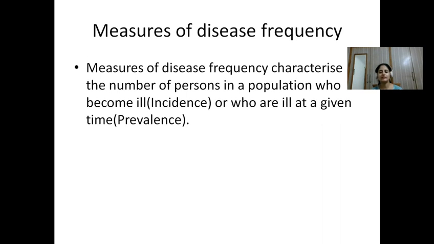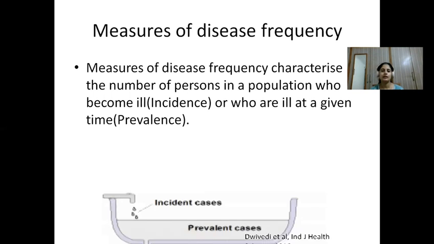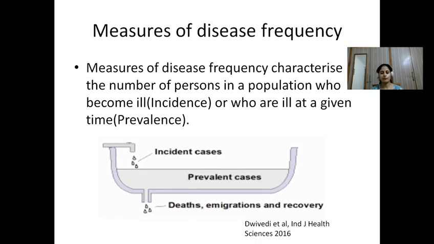So what are the measures of disease frequency? Measures of disease frequency characterize the number of persons in a population who become ill, that is incidence, or who are ill at a given period of time, that is prevalence. So this can be likened to the analogy of a bathtub, also called the epidemiologist's bathtub. The incident cases are represented by the water that is incoming into the tank. The prevalent cases are the water that is standing in the tank. And the deaths, emigrations, and recovery are represented by the water that is draining out of the tank. And this water actually represents the disease burden.